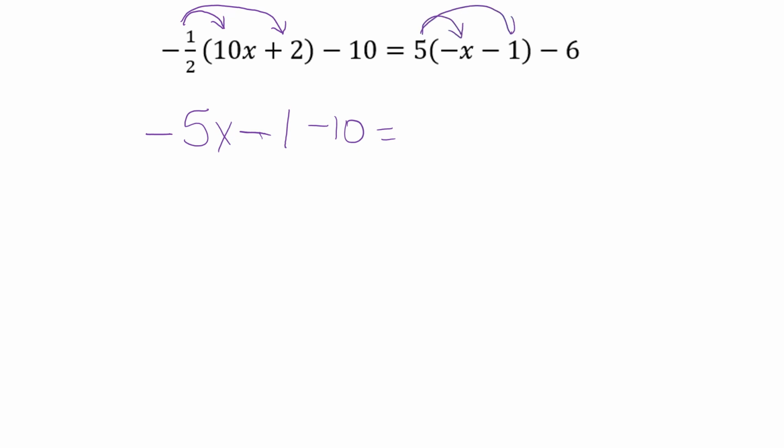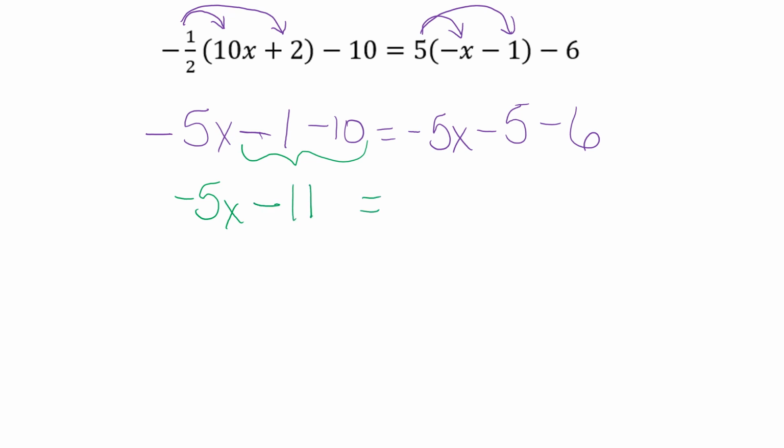Distribute the 5 on the other side of the equal sign. 5 times negative x is negative 5x. 5 times negative 1 is negative 5. Bring down my negative 6. At this point, I do need to combine like terms. So I'm going to keep my negative 5x, but I'm going to combine the constants of negative 1 minus 10, which would give me a negative 11.